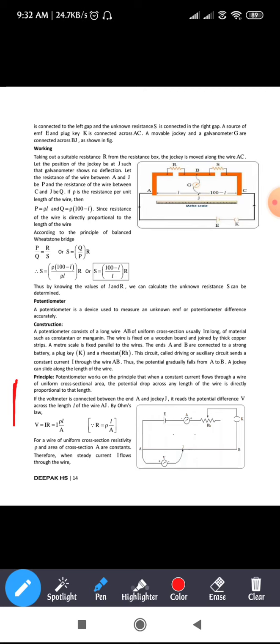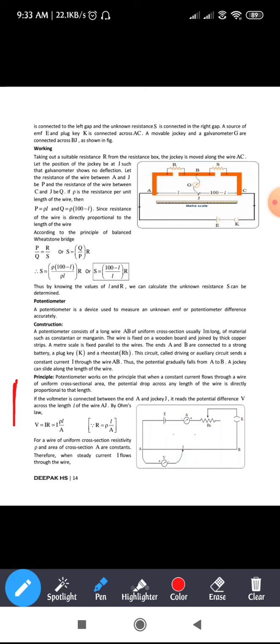Whenever you close the plug key, what happens? The current starts to flow through the wire, through the circuit. When you slide that jockey from terminal A to terminal B, the length keeps on increasing, right? At terminal A, let us say the scale value is 0, and at terminal B the length is 100, since I have said that a 1 meter scale is mounted. So when I slide the jockey from A to B, the length keeps on increasing.